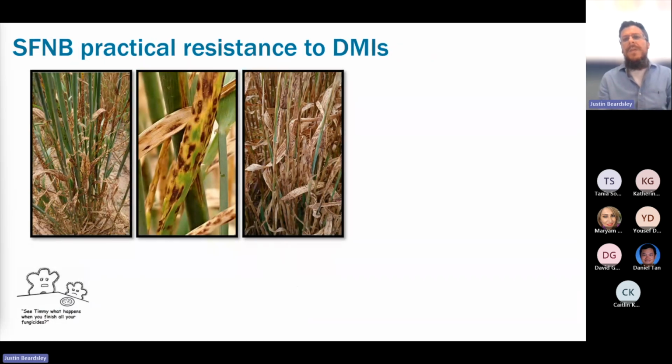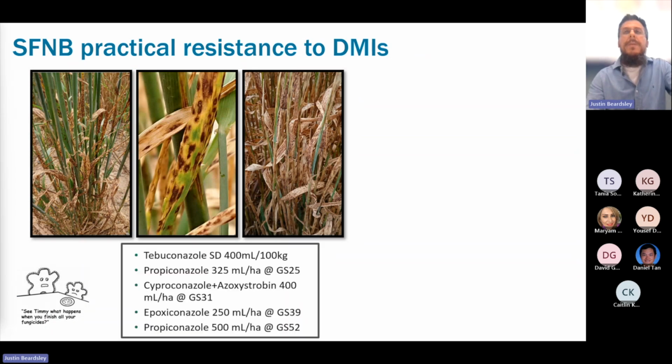A few years ago, some collaborators of ours found a field in West Australia that was looking like this. After many treatments with DMI molecules, up to 5, we've got here tebuconazole, propiconazole, cyproconazole, epoxiconazole, and then another propiconazole, and even a QoI in here. After all these treatments, the crop was looking like this, not very happy.